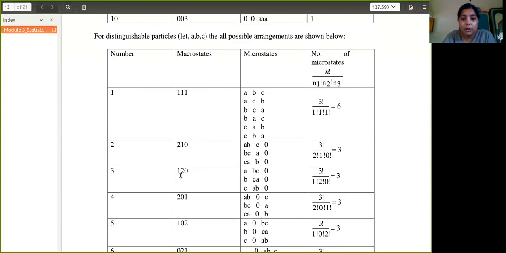If the macrostate is 120, let us talk about the third one. 120 means cell 1 has 1, cell 2 has 2, and cell 3 has 0. So look here, cell 1 has A, cell 2 has B and C, and cell 3 has 0. Similarly, in the next microstate, cell 1 has B, cell 2 has C and A, cell 3 has no particle. In the third one, cell 1 has C, cell 2 has A and B, and cell 3 has no particle. So the total combination is 3, and so on.